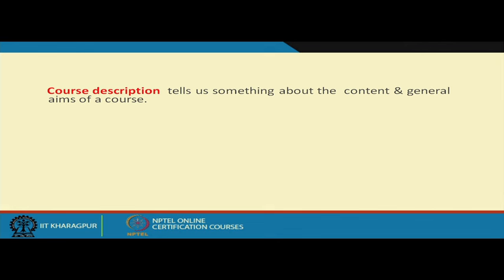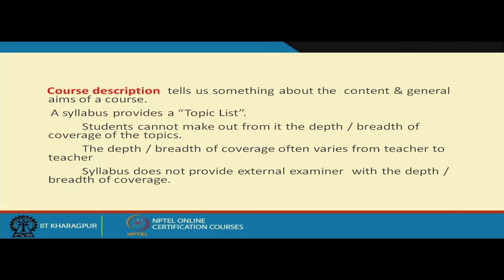Course description tells us something about the content, and the general aims of the course. But you know, our syllabus provides a topic list. Students cannot make out its depth in any course. The depth and breadth of coverage varies from teacher to teacher. Suppose teacher A is teaching one course and teacher B is teaching the same course. One teacher in some topic goes not in the breadth, but to the depth, right? Another goes in the breadth, but not in the depth.